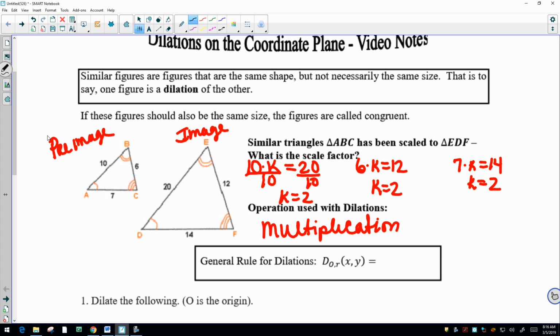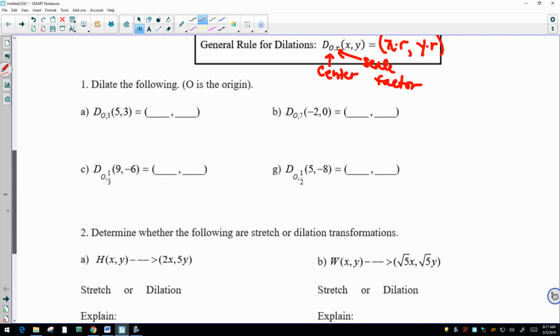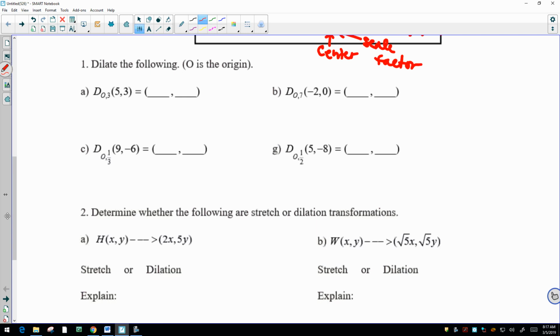Okay, symbolically or as a rule, I can see capital letter D for dilation. The O is telling you the center, and in this case, it's going to be the origin for today. And that r is your scale factor. So if I'm looking at the coordinates x, y, and I'm thinking multiplication, my new coordinate would be x times my scale factor of r, comma, y times my scale factor of r. Okay, so we're going to see how this works with just some basic coordinates here, constantly thinking of multiply.